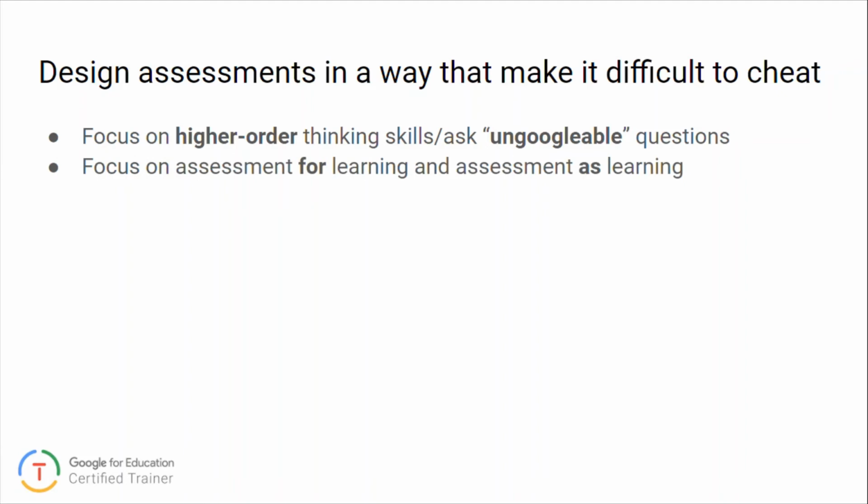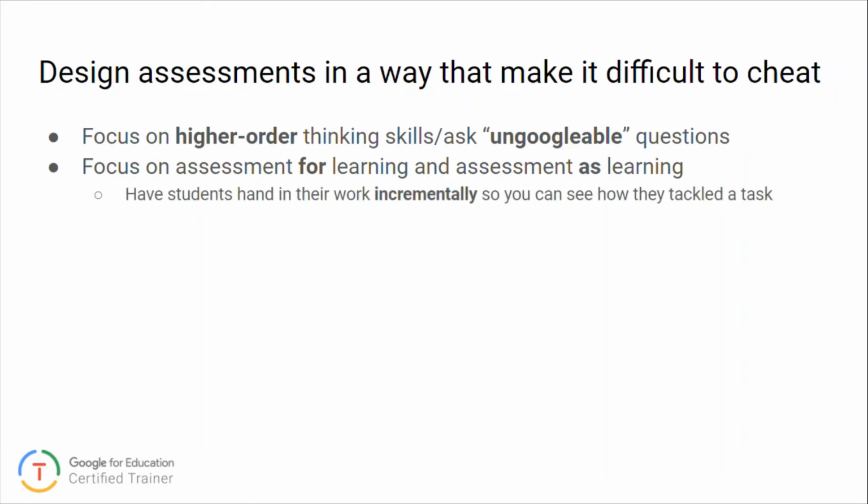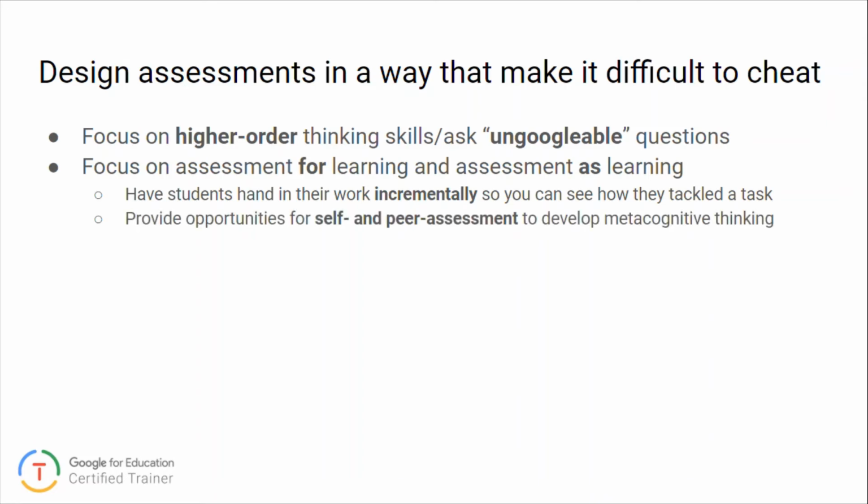A second idea is we need to focus on assessment for learning and assessment as learning more than assessment of learning. And what that means is you can have students hand in their work incrementally, so you can follow them on their learning journey and you can see how they tackle the task. You should also give them a lot of opportunities for self and peer assessment so that they develop metacognitive thinking and think about their own work and other students' work.